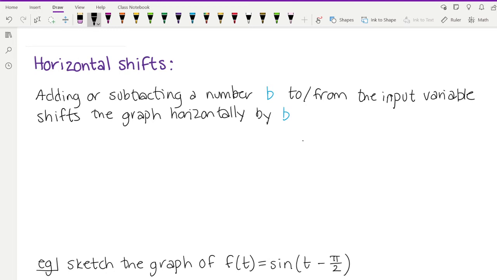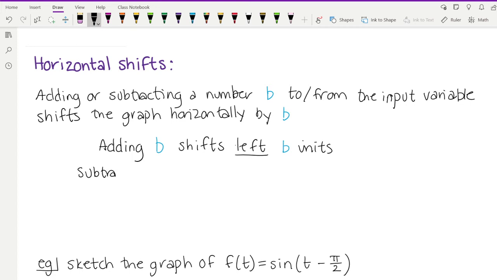I definitely go a little bit deeper into why it works backwards. But basically the idea is that if you add a number b, so let's assume that b itself is a positive number, if you add a positive number b to the input variable, it's going to shift the graph to the left by b units. Whereas, again, assuming that b itself is a positive number, if you subtract a positive number b, that's going to shift the graph to the right by b units.